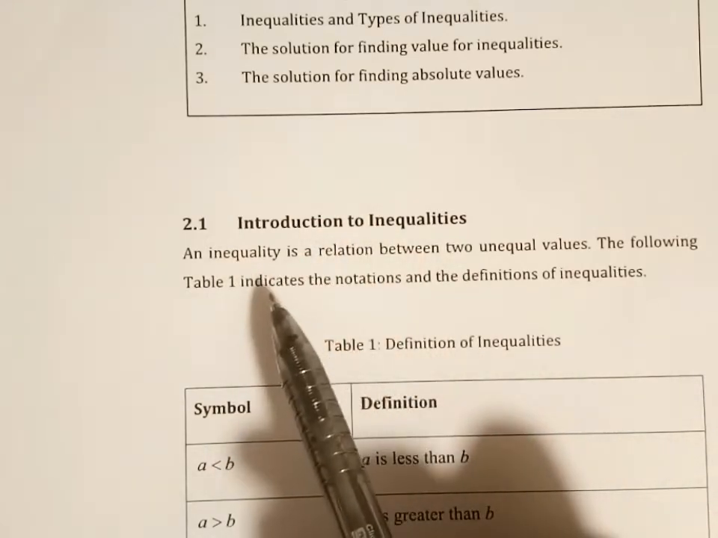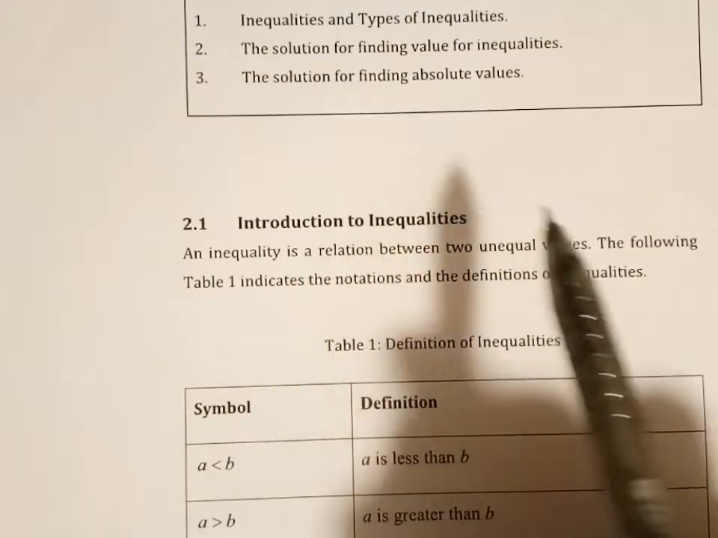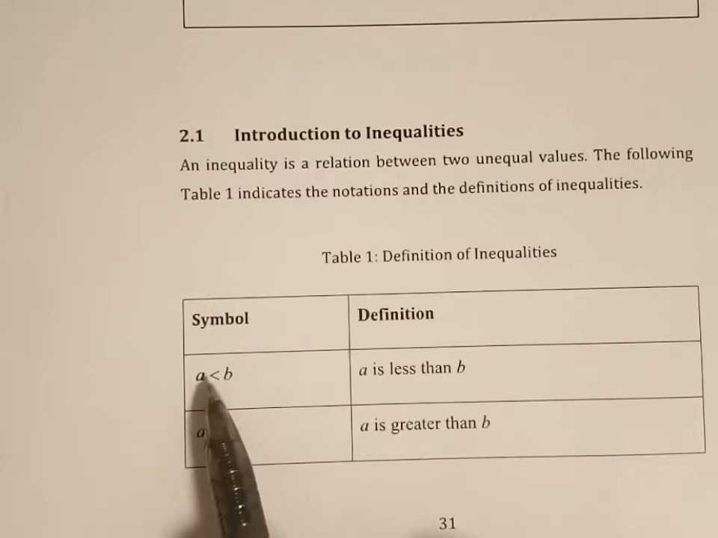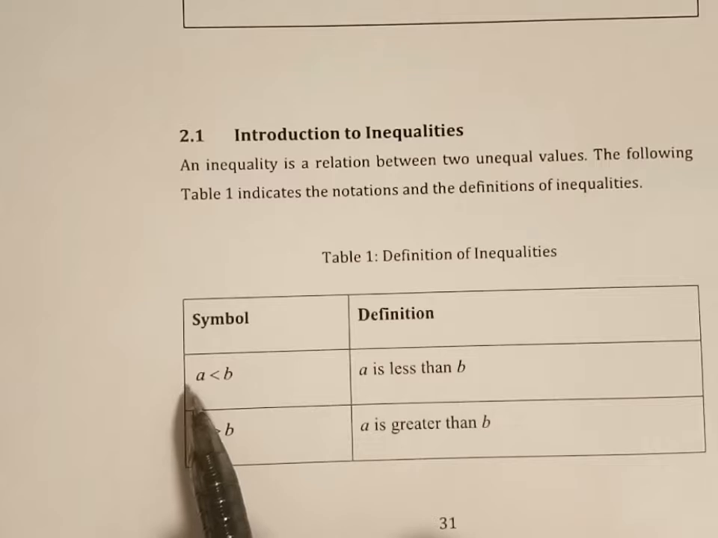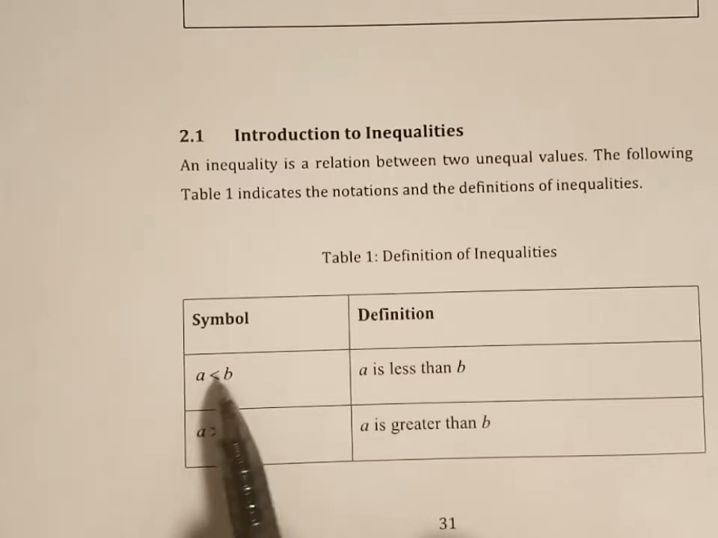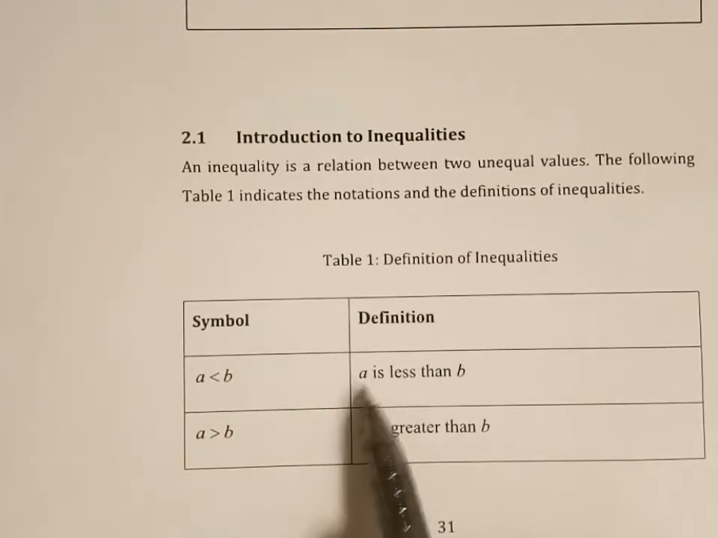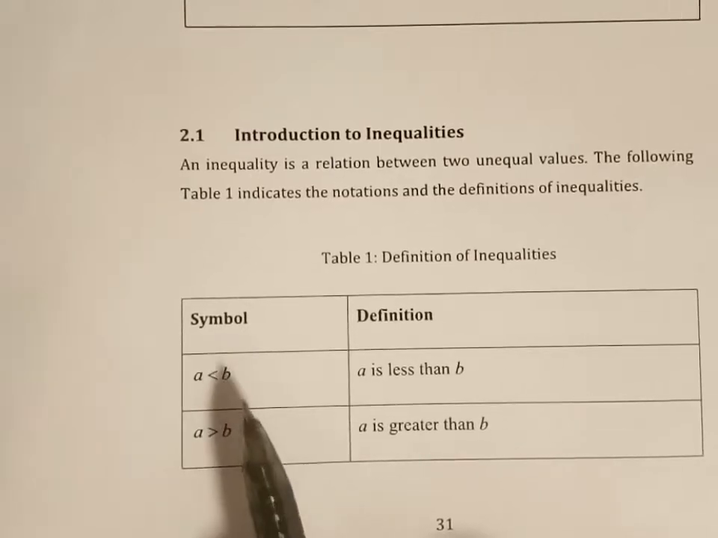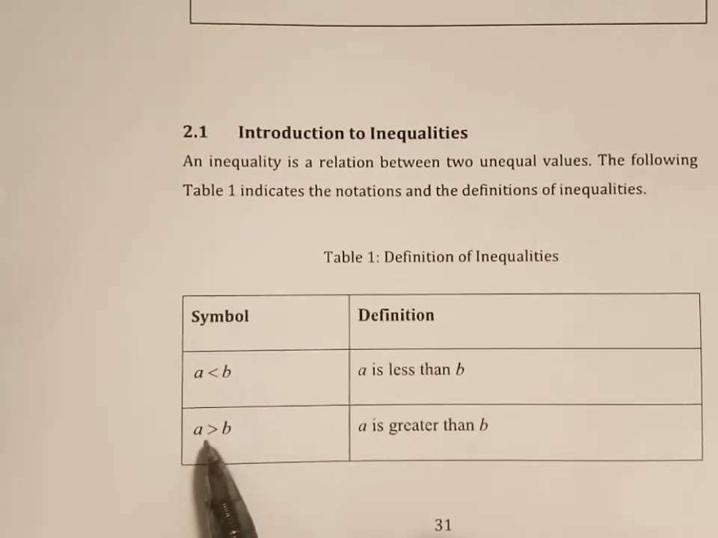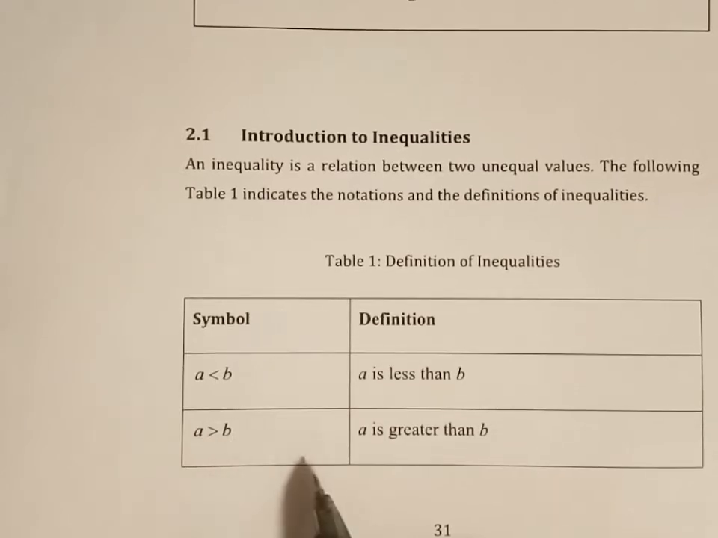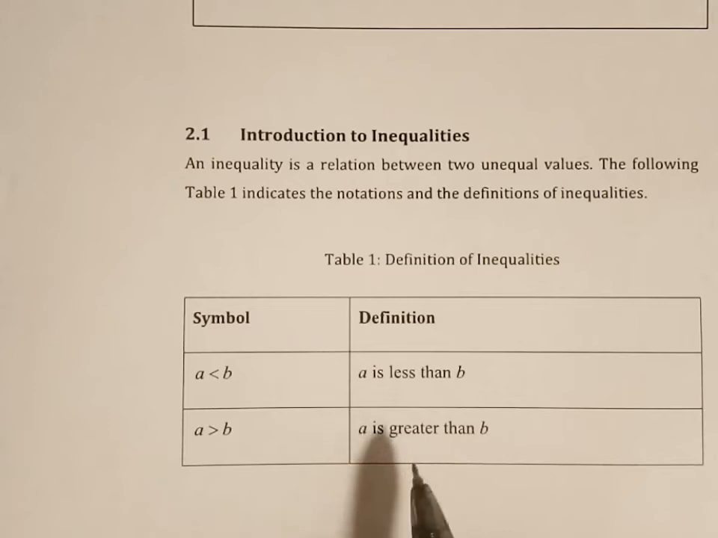Okay, now we look at the symbols of inequality. For the symbol less than, we have two values or unknowns, A and B. If the symbol is A less than B, we read it as A is less than B. For the symbol greater than, if A is greater than B, we state that A is greater than B.